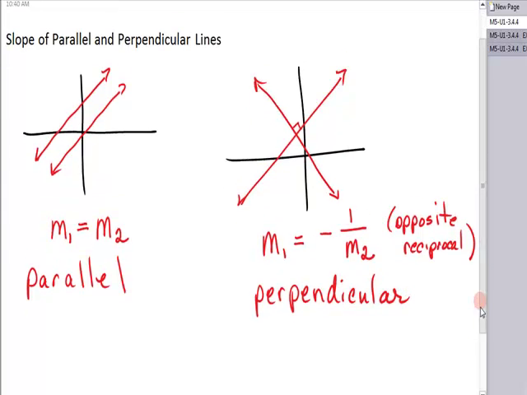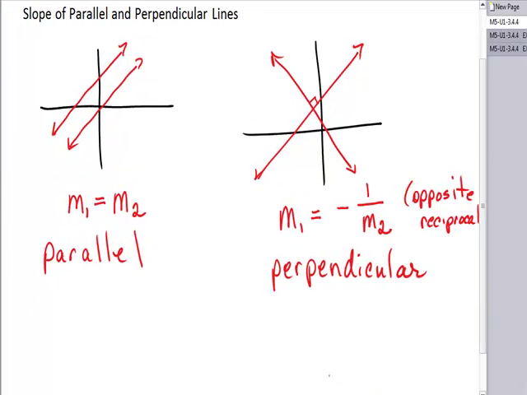Now let me give you just a quick example. If I had a line that was y equals 2/3 x plus 7 and another line that was y equals 2/3 x minus 4, take a look at the slopes of those two lines. Those two lines are parallel because their slopes are the same.